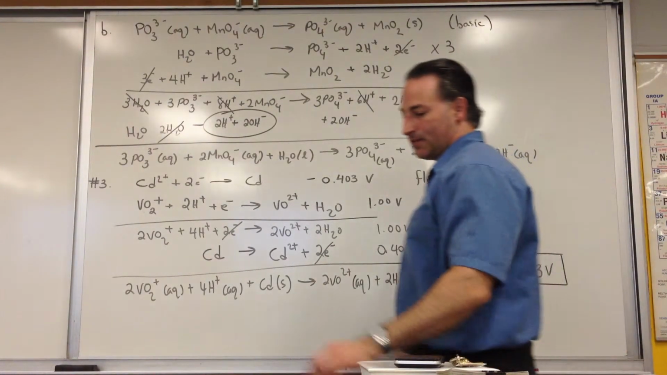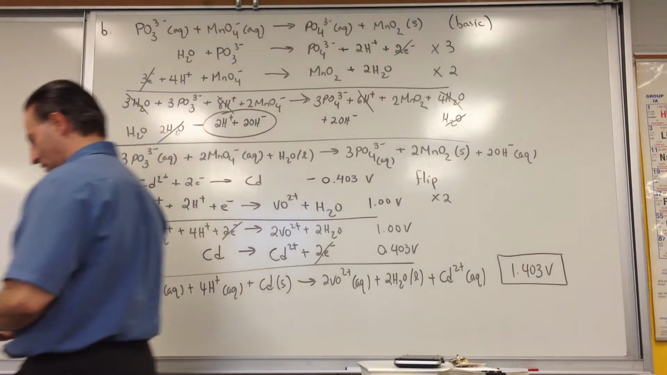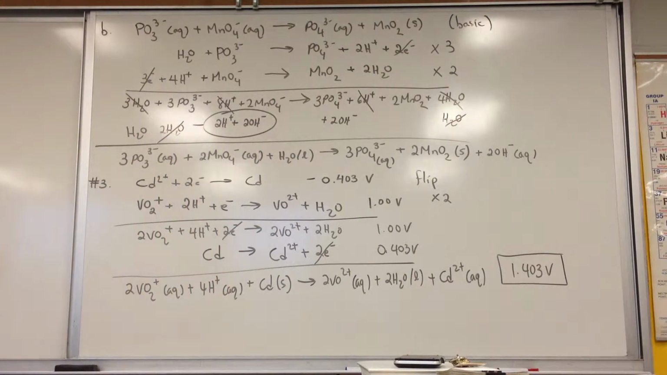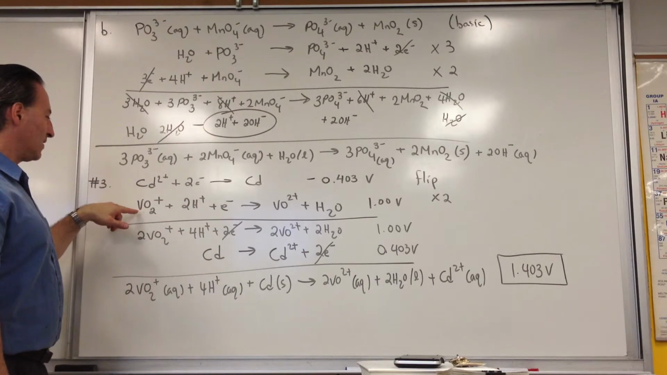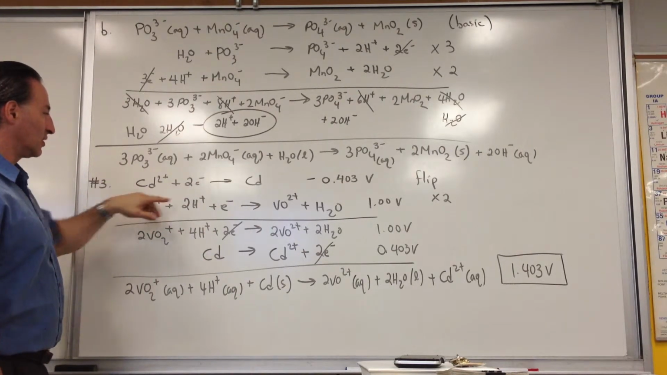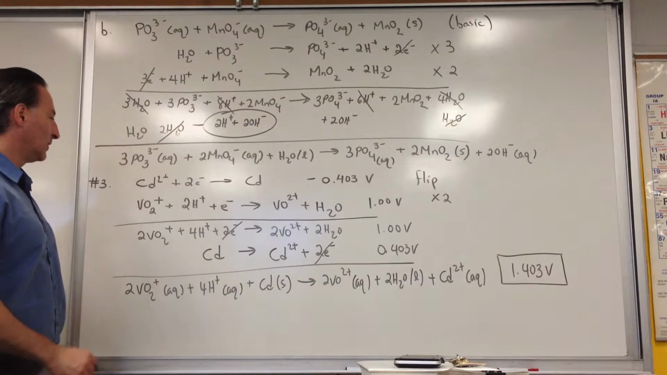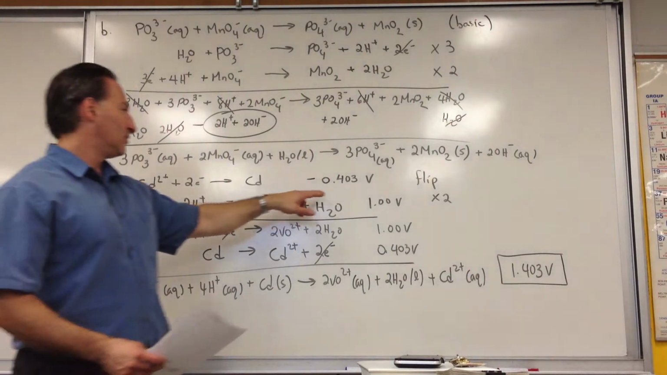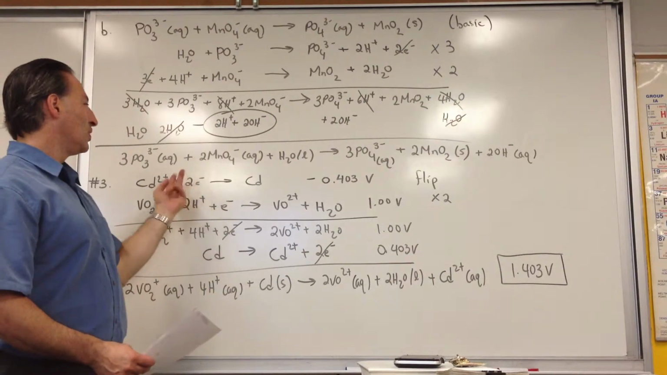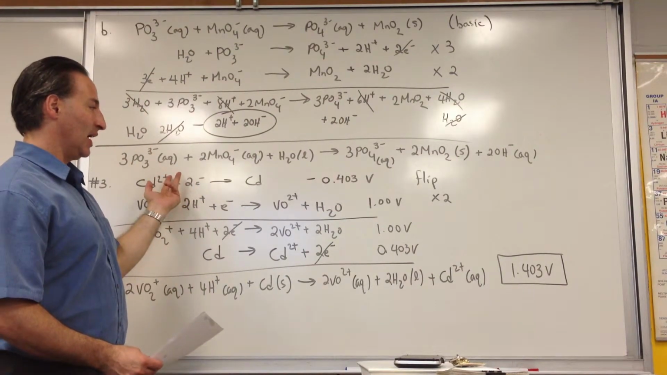The third question gave you 2 reactions written as reductions. All right, so the cadmium ion is being reduced to cadmium, and VO2 plus, I forget what this is called, is being turned into VO2 plus. This one has a negative reduction potential, so we know it tends to run the other way. So we're going to flip this reaction.